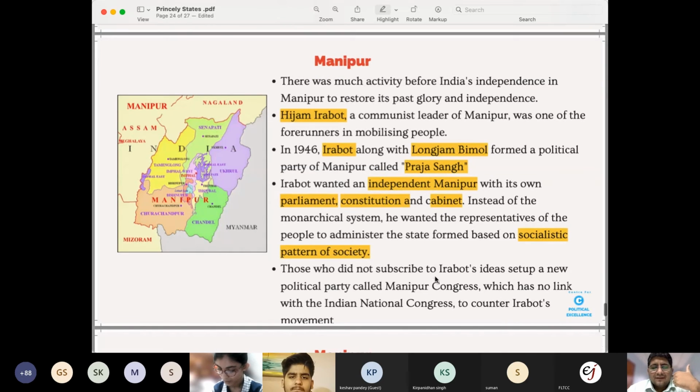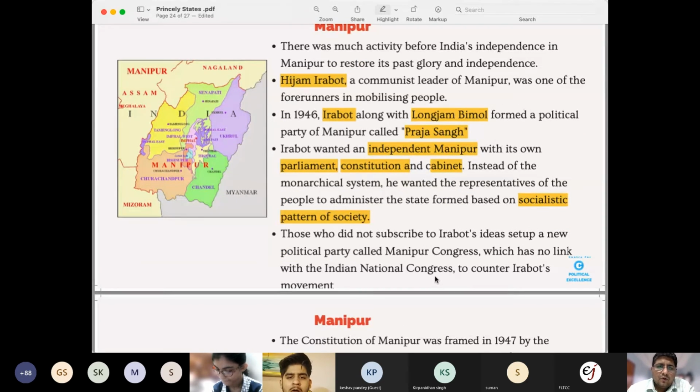Now, there was another section of people who did not like this idea. They wanted that Manipur should merge with India, and they formed a political party that was known as Manipur Congress. Now, Manipur Congress has no link with the Indian National Congress. It was a completely independent party, and the only objective of Manipur Congress was to counter the views of Hijam Irabot. Okay, and their whole movement of independent Manipur, they wanted to counter.